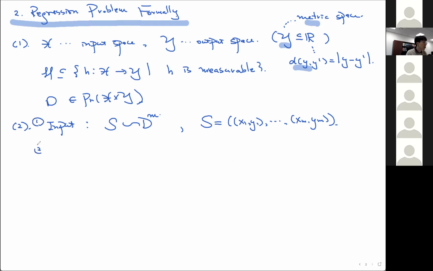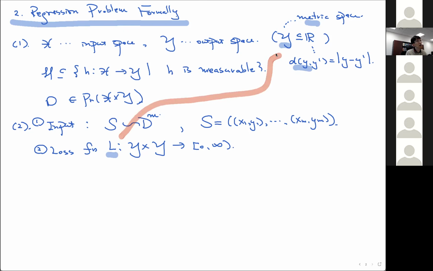To define the objective of learning, we define a loss function. The loss function L is a binary function that takes two y's and returns a non-negative real number. A typical example is a loss function defined by using this distance. It uses structure that exists in the set of reals.